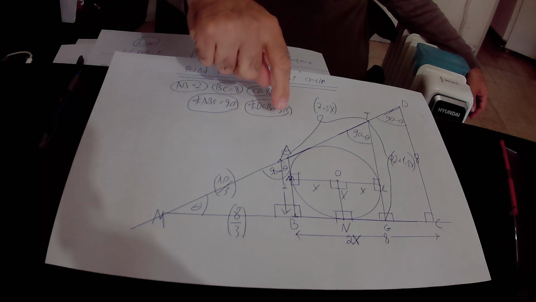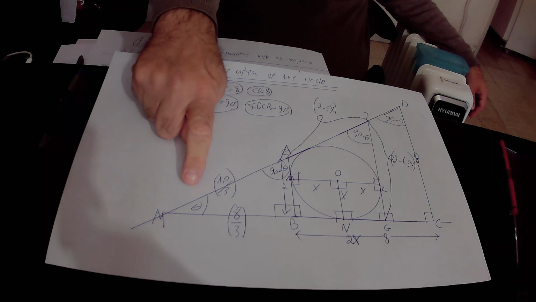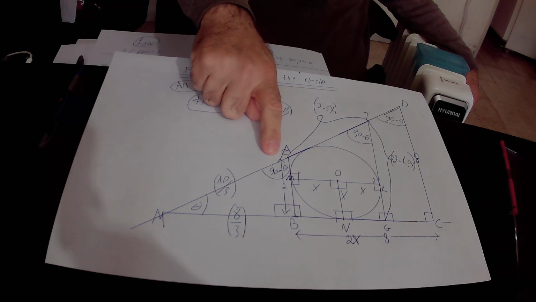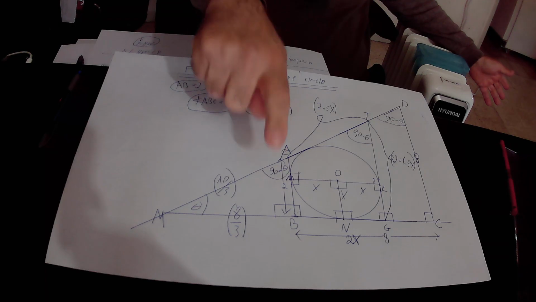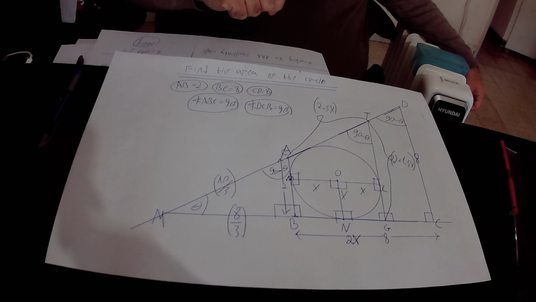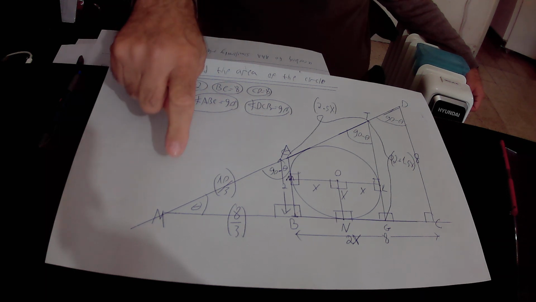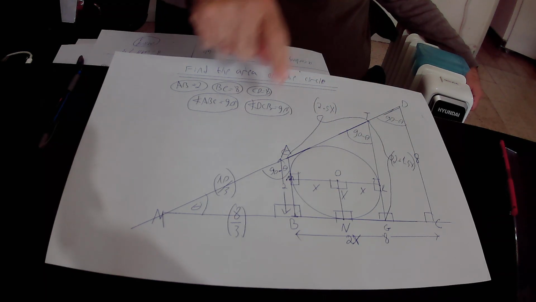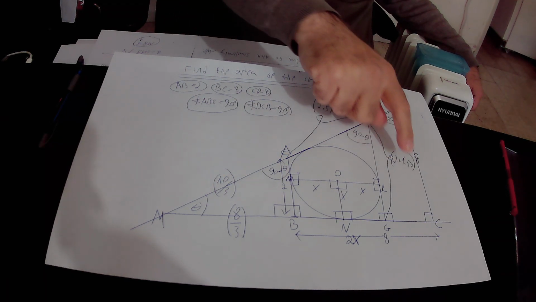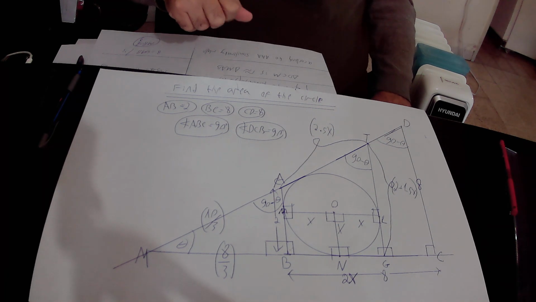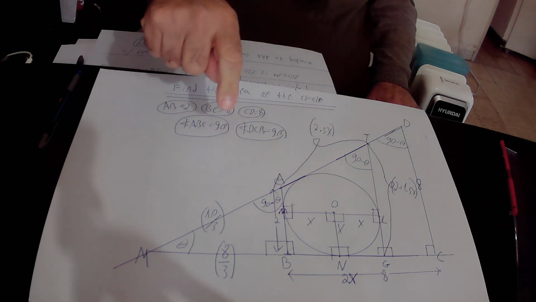We focus on the right triangle ABM. We define this angle as theta. This angle equals 90 degrees, therefore the missing angle must be equal to 90 degrees minus theta. Why? Because 90 degrees minus theta plus theta is 90 degrees, and 90 degrees plus 90 degrees is 180 degrees. That is the sum of the angles in any triangle. In the next step, we focus on the big triangle MDC. In the big triangle MDC, this angle equals theta, this angle equals 90 degrees, therefore the missing angle here must be equal to 90 degrees minus theta.